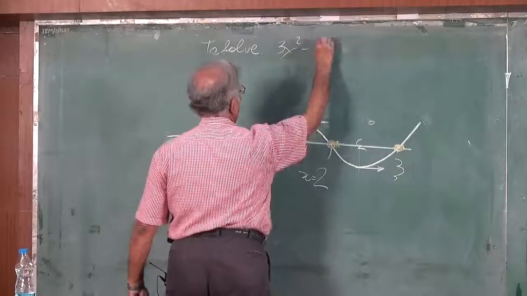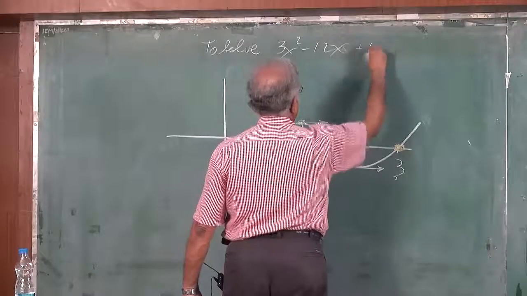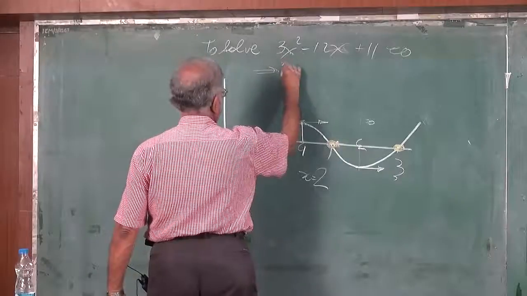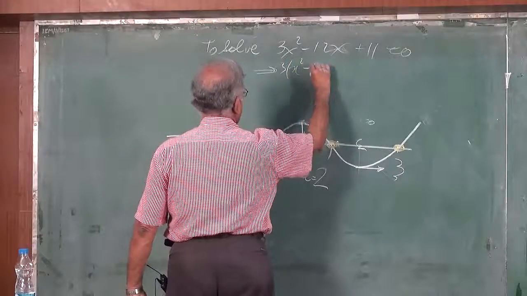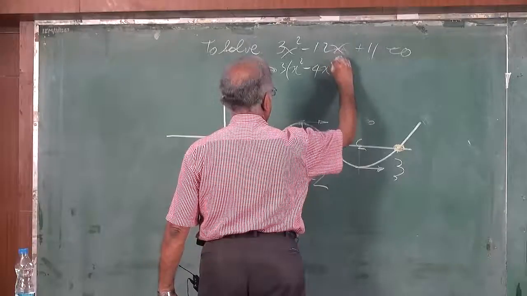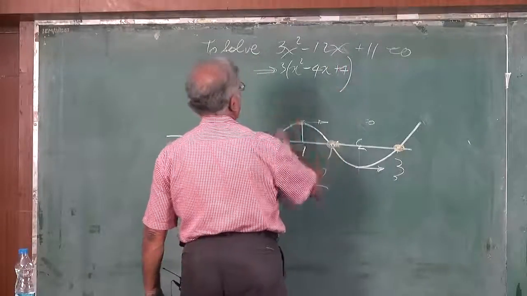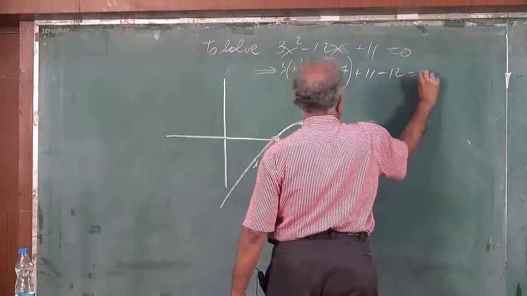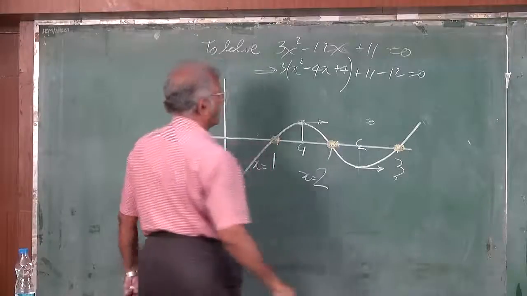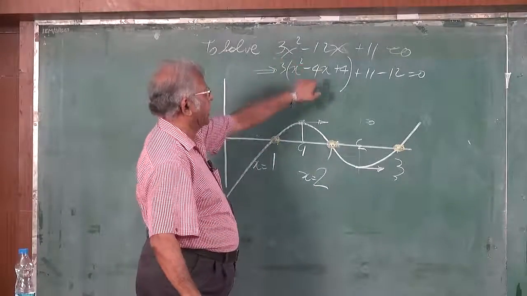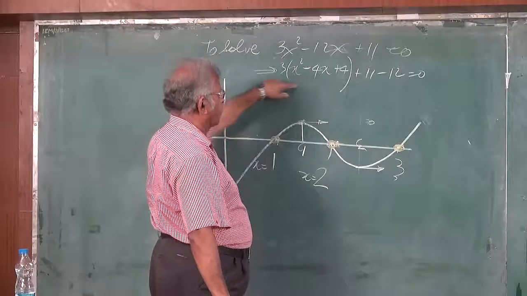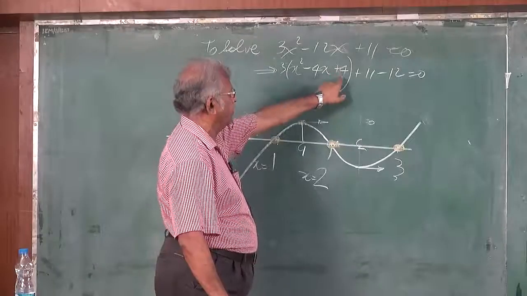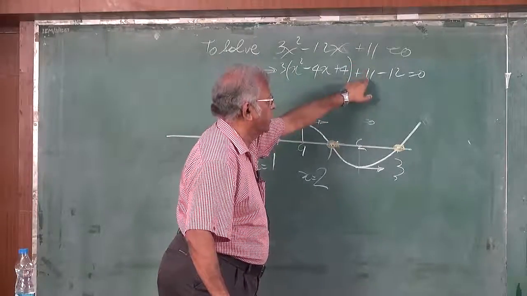3x squared plus 11 is equal to 0, which implies 3 into x squared minus 4x plus 4. I have added 12 inside, so plus 11 minus 12 is equal to 0. It's very clear. I had 3x squared minus 4x. I put a 4 to complete the square, and then that means to the original expression I have added 12. I must take away that and bring this 11 down.